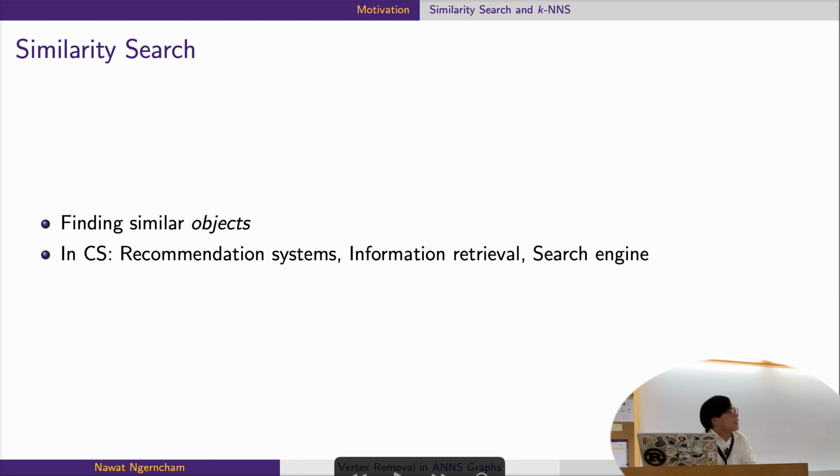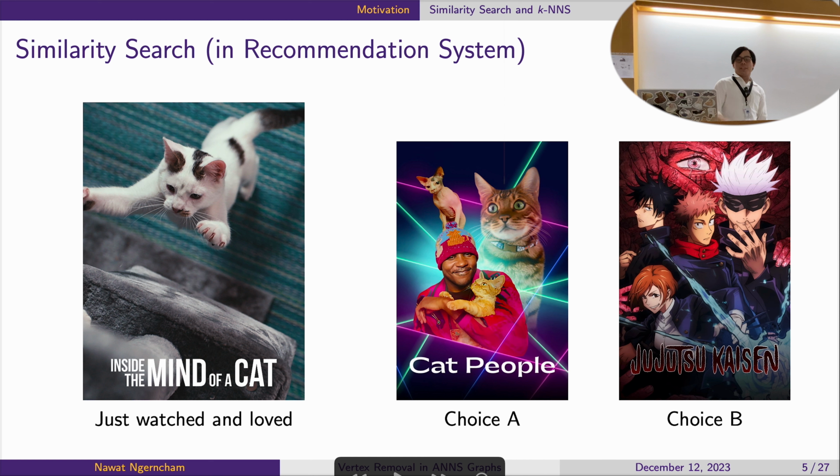Anyways, let's start with similarity search. By itself, similarity search is essentially about finding similar objects. Examples, at least in computer science, might be recommendation systems, information retrieval systems, and search engines. To give a more concrete example, let's say that I just watched a documentary called Inside the Mind of a Cat, and I really loved it, and I told Netflix that I loved it. Then Netflix wants to keep me on their service, so they probably want to recommend me something that it knows that I like.